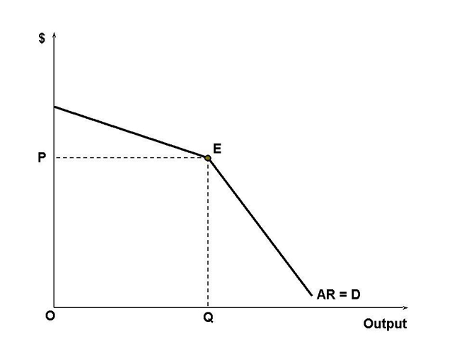An oligopoly, from ancient Greek oligos, few, plus polein, to sell, is a market form wherein a market or industry is dominated by a small number of large sellers, oligopolists. Oligopolies can result from various forms of collusion which reduce competition and lead to higher prices for consumers.